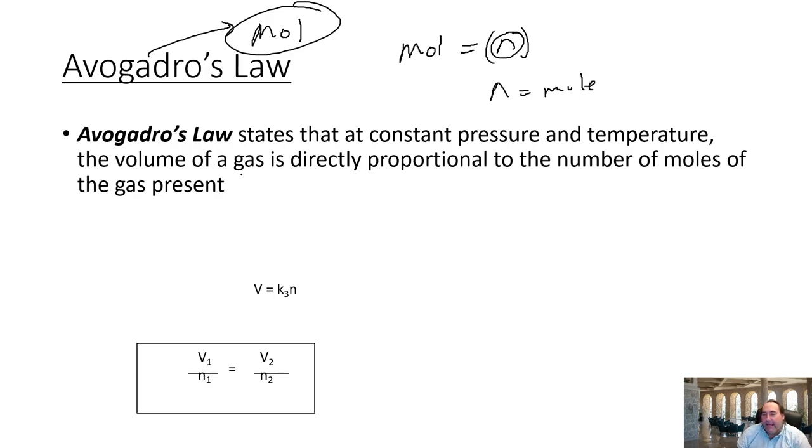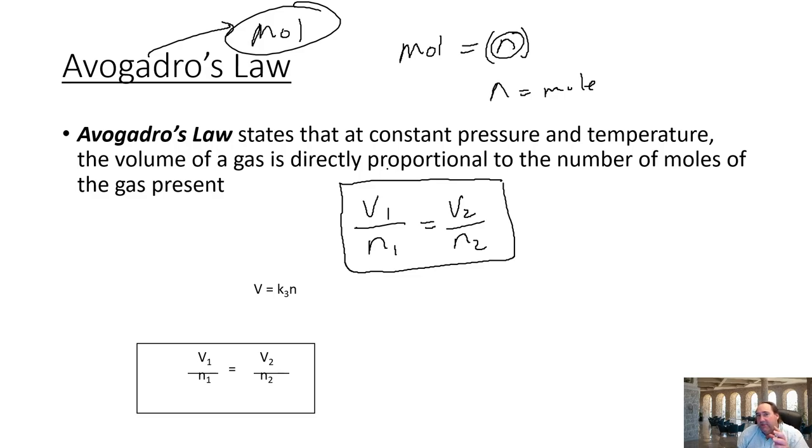So his gas law is V1 over n1 is equal to V2 over n2. And this actually is at two sets of conditions. This is at constant pressure and temperature. So under constant pressure and temperature relationships, V1 over n1 equals V2 over n2. V is volume, can be any volume you want. And again, n here is the moles of the gas.